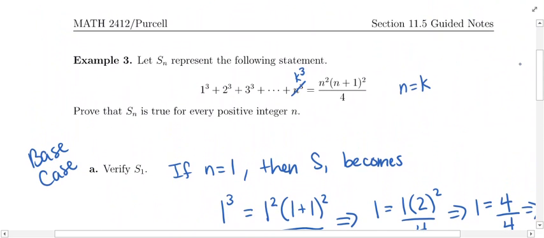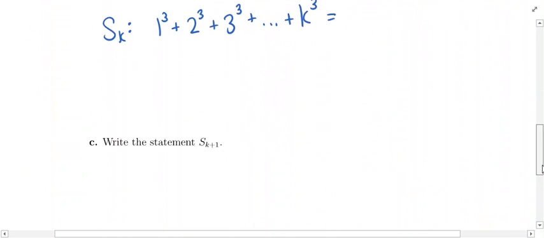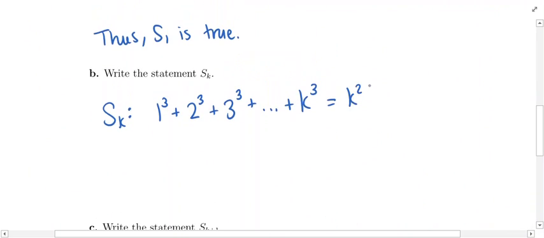On the right side, we're just going to replace n with k. So we're going to get k squared times k plus 1 squared all over 4. So I'm going to go and jot that down. Okay, so this is going to be k squared times k plus 1 squared over 4. All right, that is the statement Sk. Everywhere we saw an n, we replaced it with k.